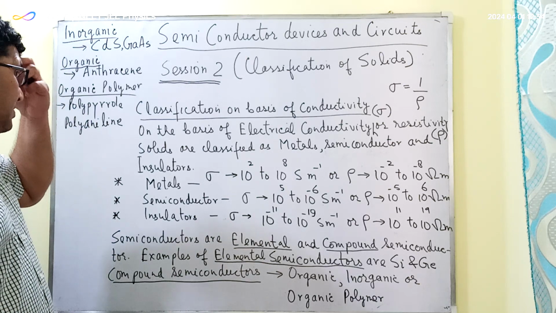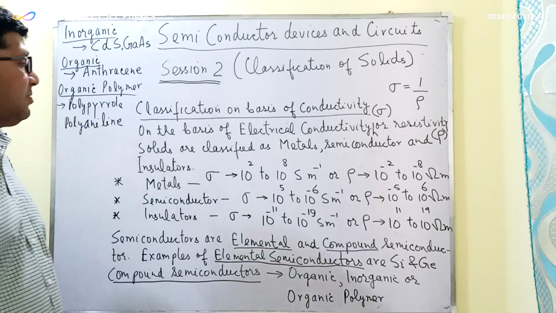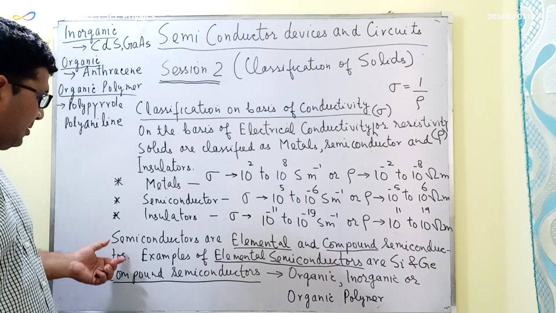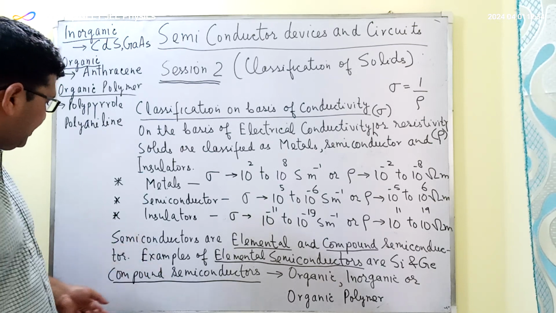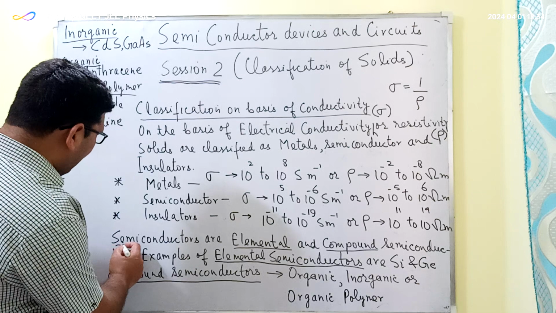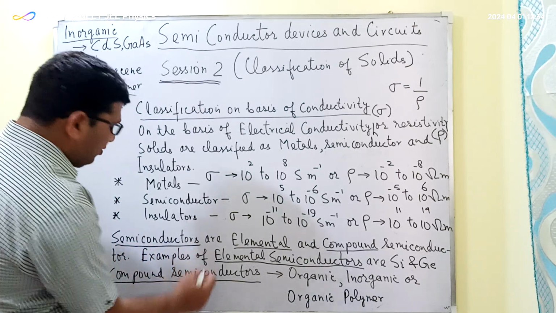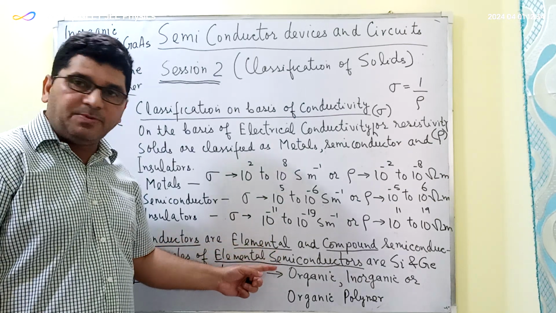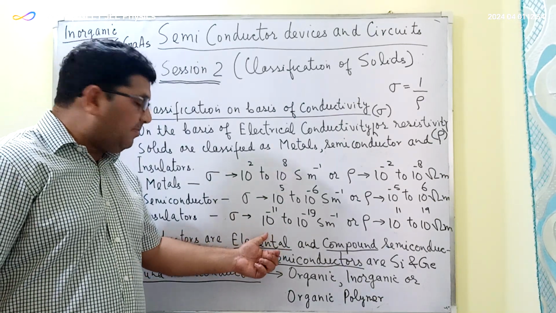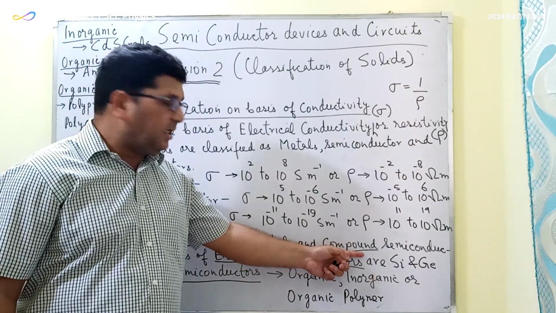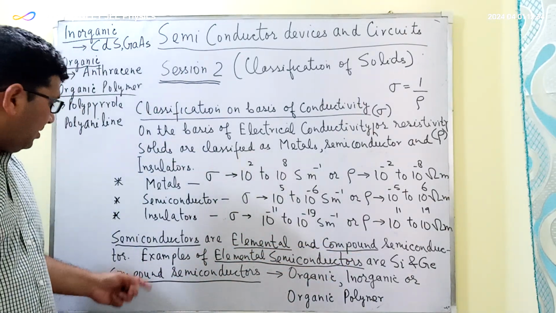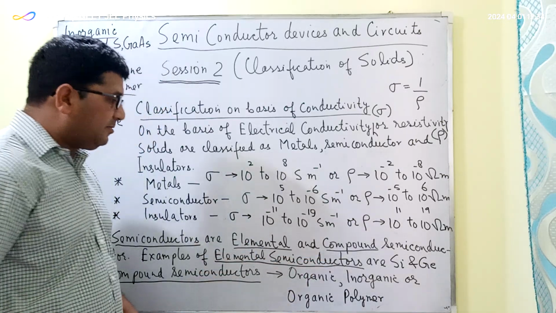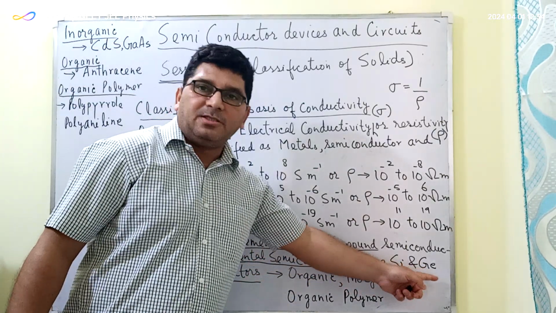In the next session, I will be taking up the classification on the basis of the energy band. But before that, in this session, I am also trying to give you a brief description of the types of semiconductors which are normally used. The semiconductors are basically of two types. One is the elemental semiconductors, and the other one is the compound semiconductors. The examples of elemental semiconductors are silicon and germanium.